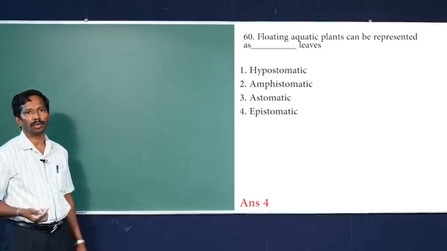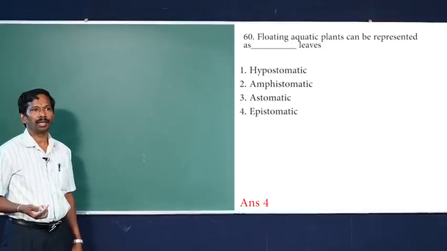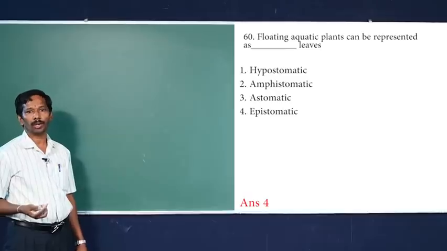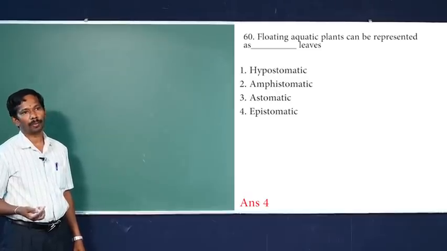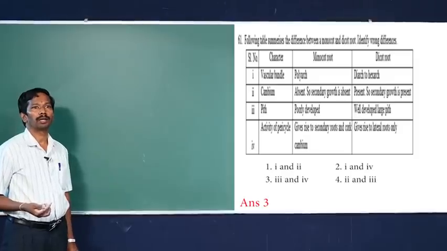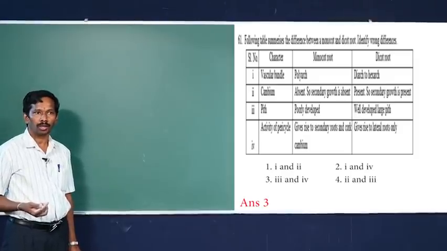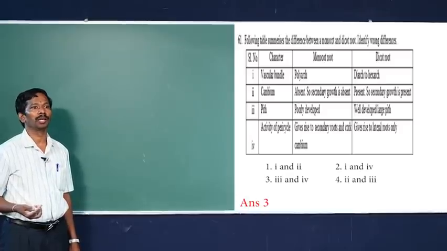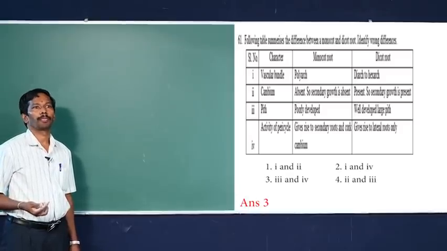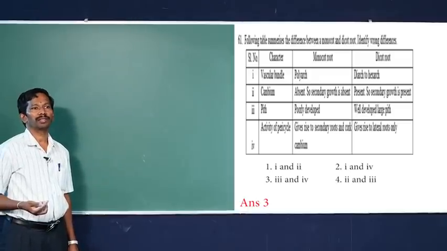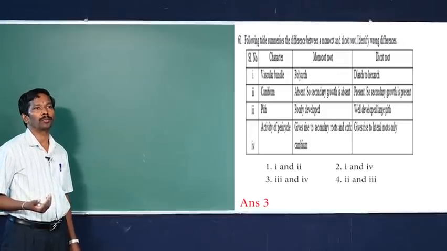Amphistomatic is characteristically found in monocot plants, and the astomatic condition is characteristically found in submerged aquatic plants where functional stomata are generally absent. So the answer is 4. Types of vascular bundles of monocots and dicots have been given. Comparison has been given with the monocot root and dicot roots. So the wrong differences between dicots and monocots should be answer 3, that is the third one and the fourth one.